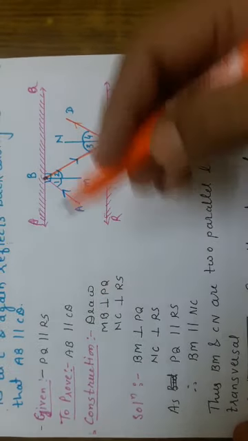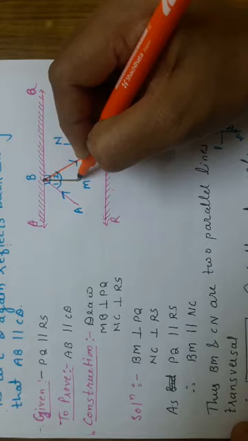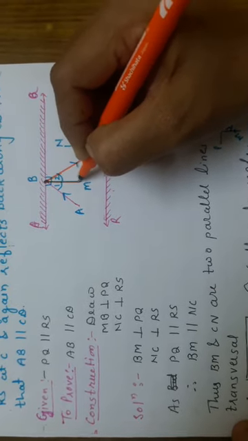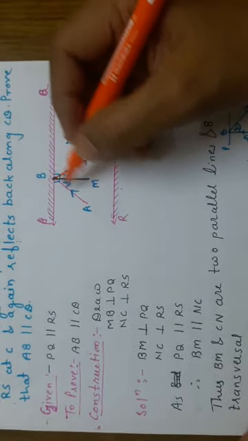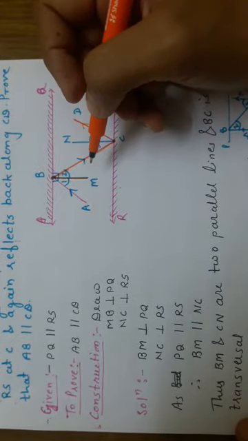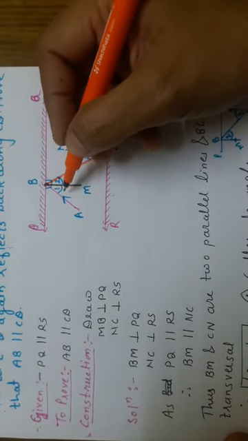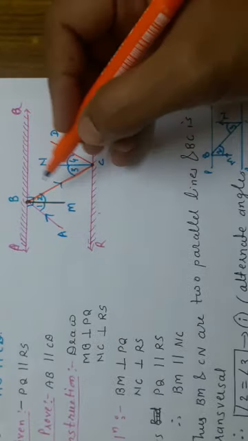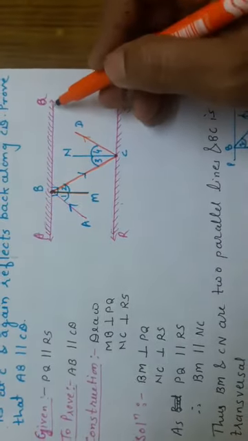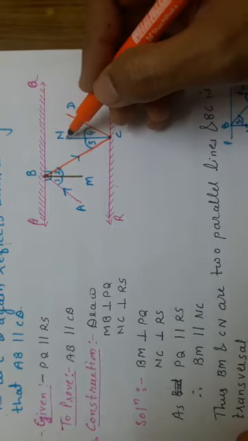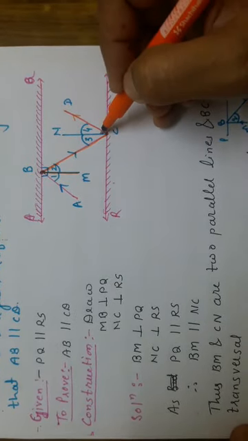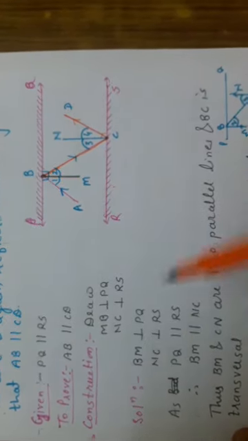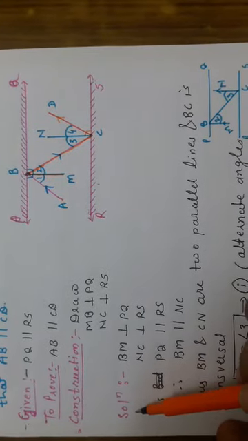draw the normals. Everyone knows the normals. When we are thinking about the incident ray and reflected ray, a normal is required. Without a normal it can't be possible. Normal means perpendicular. BM perpendicular to PQ we have to draw, and NC perpendicular to RS we have to draw. Okay, now we have to see the solution.